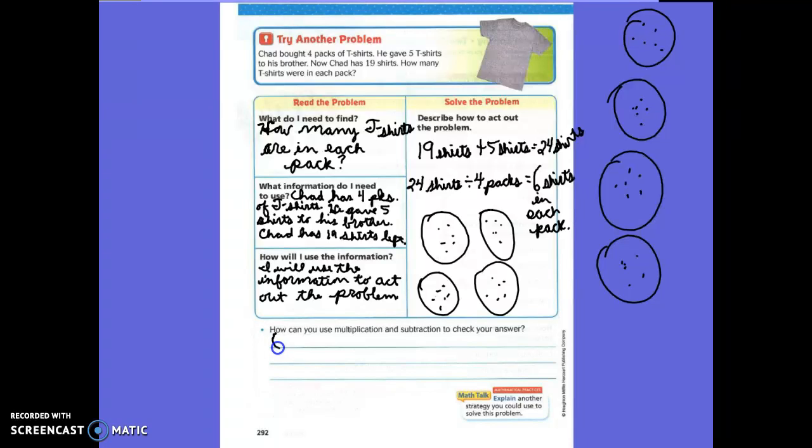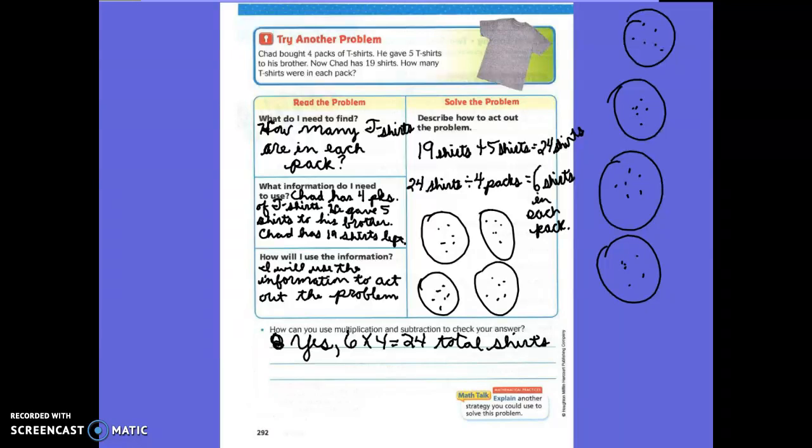So you use multiplication first. Yes, we can use multiplication and subtraction. Six, our answer, shirts times four packs equals what? 24. 24 total shirts. Okay, I can just write 24. I'm going to say total shirts. Do we have that? Yes. Okay, then that was the multiplication.